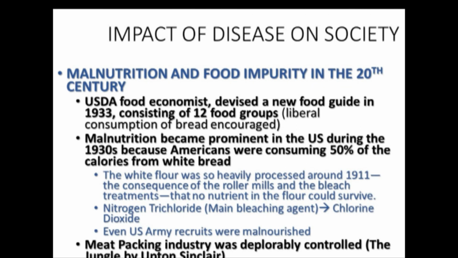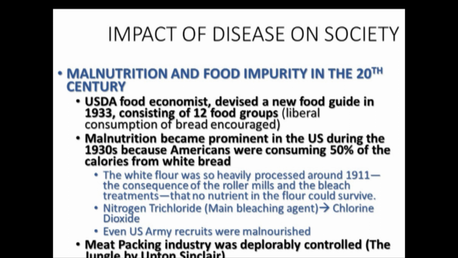So malnutrition was beginning to pepper the United States, as well as a lot of the consequences of food impurity. At the beginning of the 20th century, the USDA food economists devised a new food guide consisting of 12 food groups, and they were recommending a liberal consumption of bread. And this liberal consumption of bread, while wise if bread is in fact quite healthy, wouldn't have been so bad, but in the wake of the mechanization of milling and the production of poor quality flour, this created a disaster.